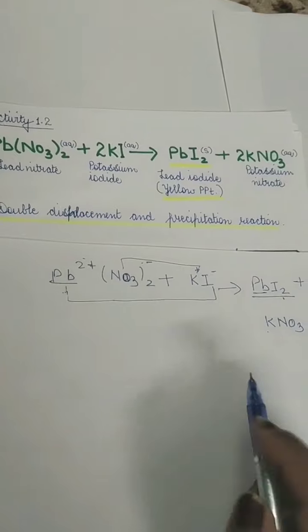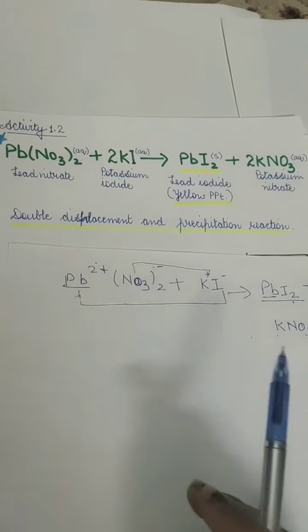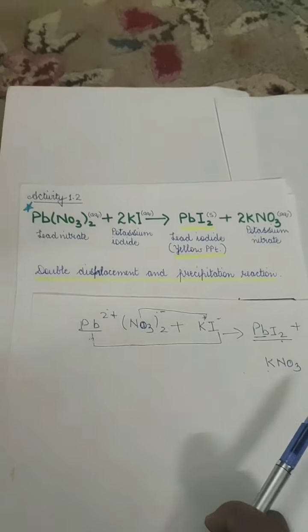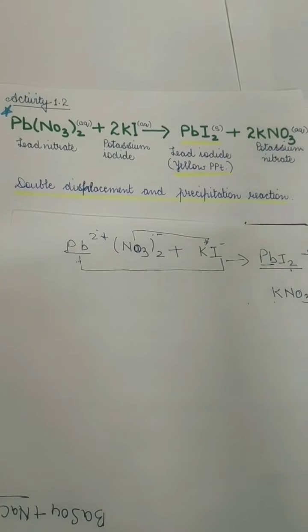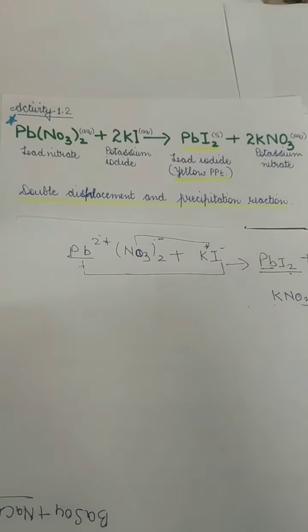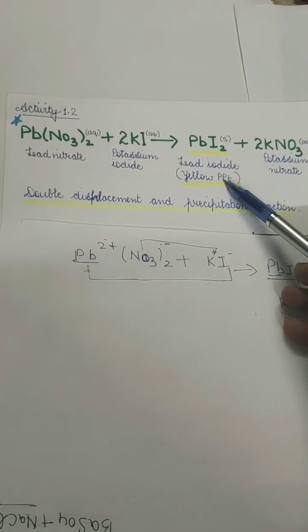So I haven't balanced this reaction. You know that you have to balance the reaction as well. It is a kind of double displacement reaction, and in this double displacement reaction, this is also a precipitation reaction because there is a formation of yellow colored precipitate.